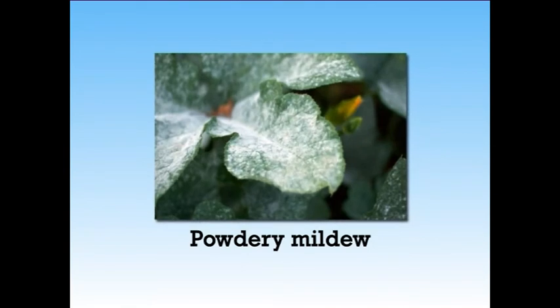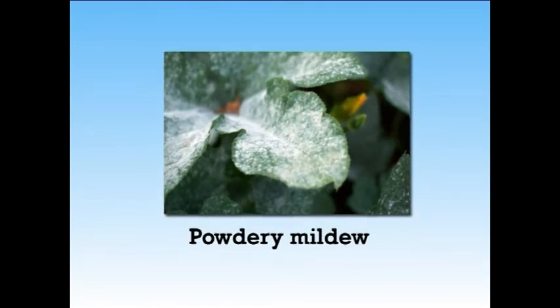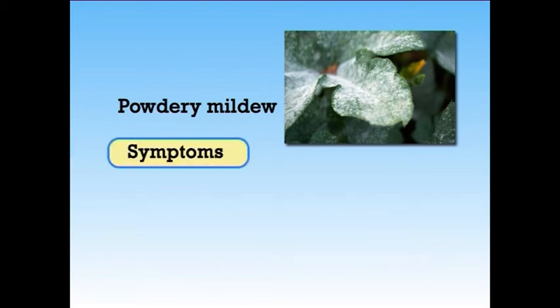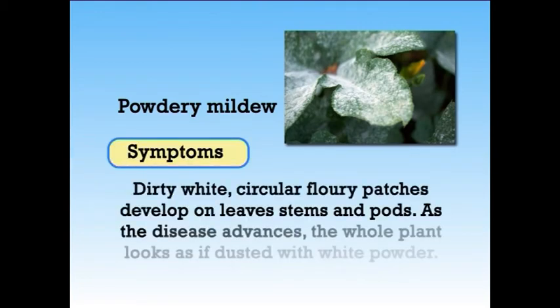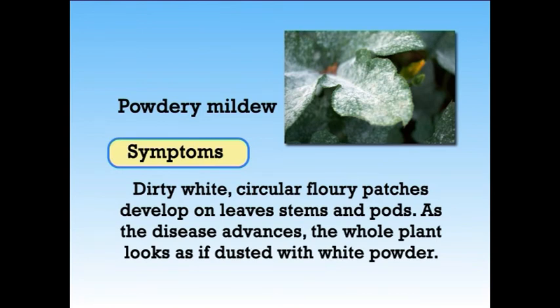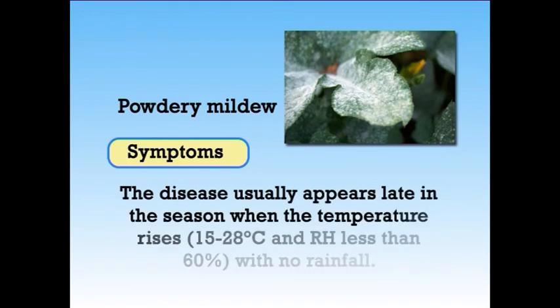The next disease is powdery mildew. The symptoms associated with this disease are dirty white circular powdery patches developing on leaves, stems and pods. As the disease advances, the whole plant looks as if dusted with white powder. The disease usually appears late in the season when the temperature rises, that is from 15 to 28 degrees Celsius, and relative humidity is less than 60% with no rainfall.